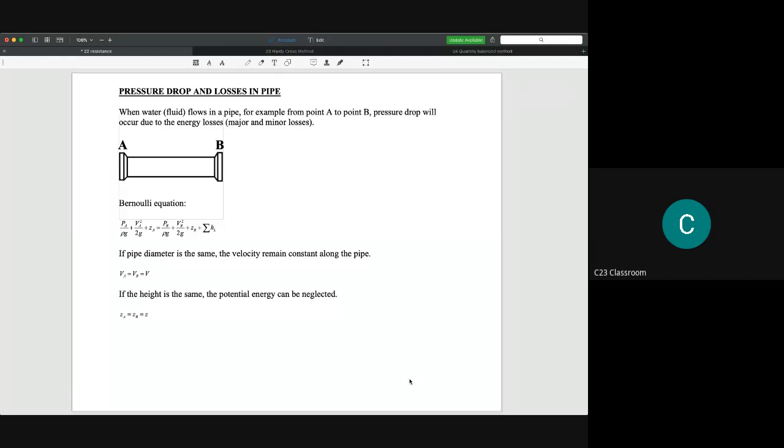So chapter 2 is about the Hardy-Cross method. This method will be used to determine flow rate for pipe networks. So what does pipe network mean?